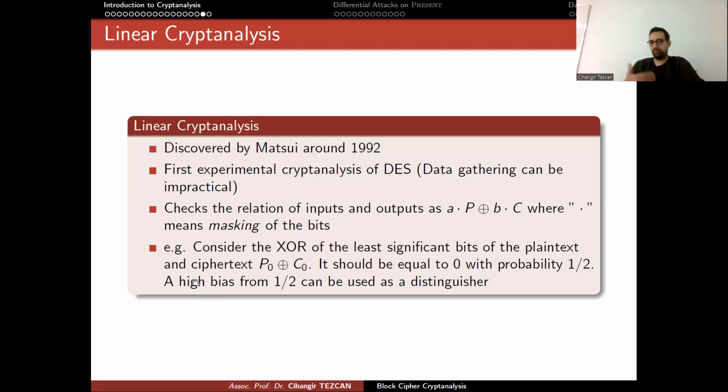But if, due to the design of the cipher, there is a bias from 1/2, then you can use it as a distinguisher. That is the whole idea. So for the distinguisher, this is your aim: you are trying to find a high bias in some of the bits between the input and the output.